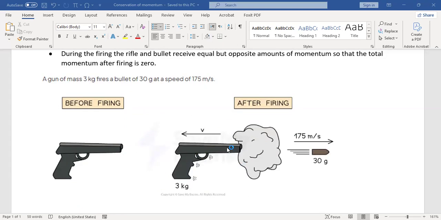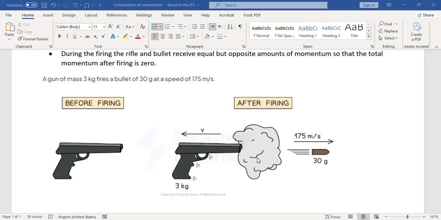And as the bullet moves forward, without any external force acting, the gun recoils back. This is obvious, evident from experience. The gun recoils back. So this recoiling, why is it happening? It is because of the momentum that has been gained by the bullet.